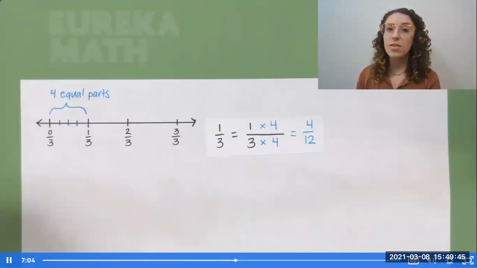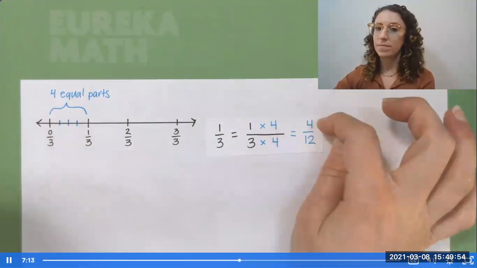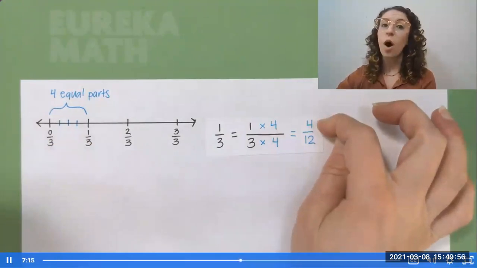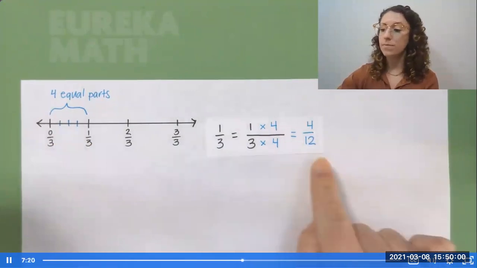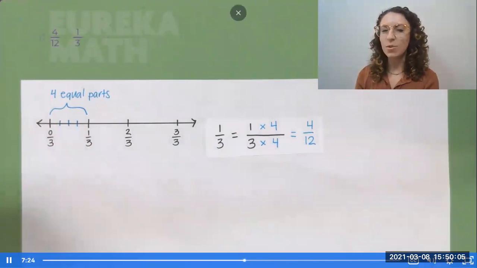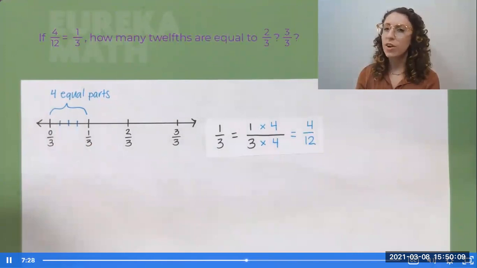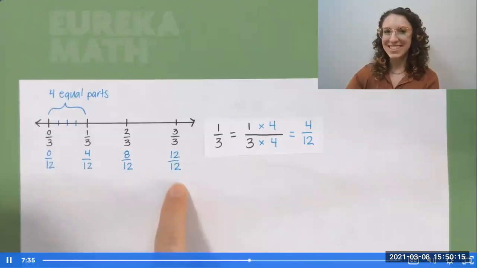When we decomposed the third into 4 parts, we got 4 times as many selected units. If we decompose all of them, we would have 4 times as many units in the whole. If 4/12 is equal to 1/3, then how many twelfths are equal to 2/3? 3/3? 8/12 and 12/12.